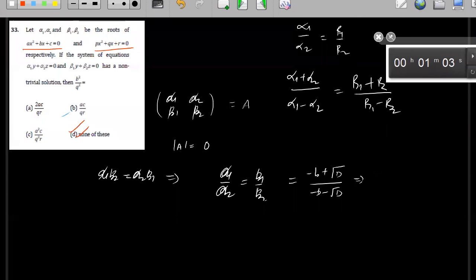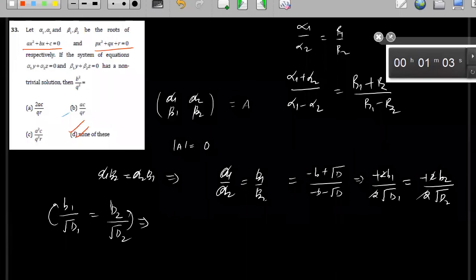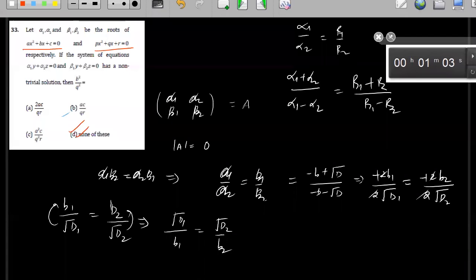So this will give me minus 2b1 by 2 root d1 is equal to minus 2b2 upon 2 under the root of d2, right? So the minus and 2 will get cancelled. Simply you will have b1 upon root of d1 is equal to b2 upon root of d2. If I take the reciprocal of this also, the ratio will remain the same. So root of d1 upon b1 is equal to root of d2 upon b2. Now I will square both sides. So squaring will give me d1 by b1 square is equal to d2 by b2 square.